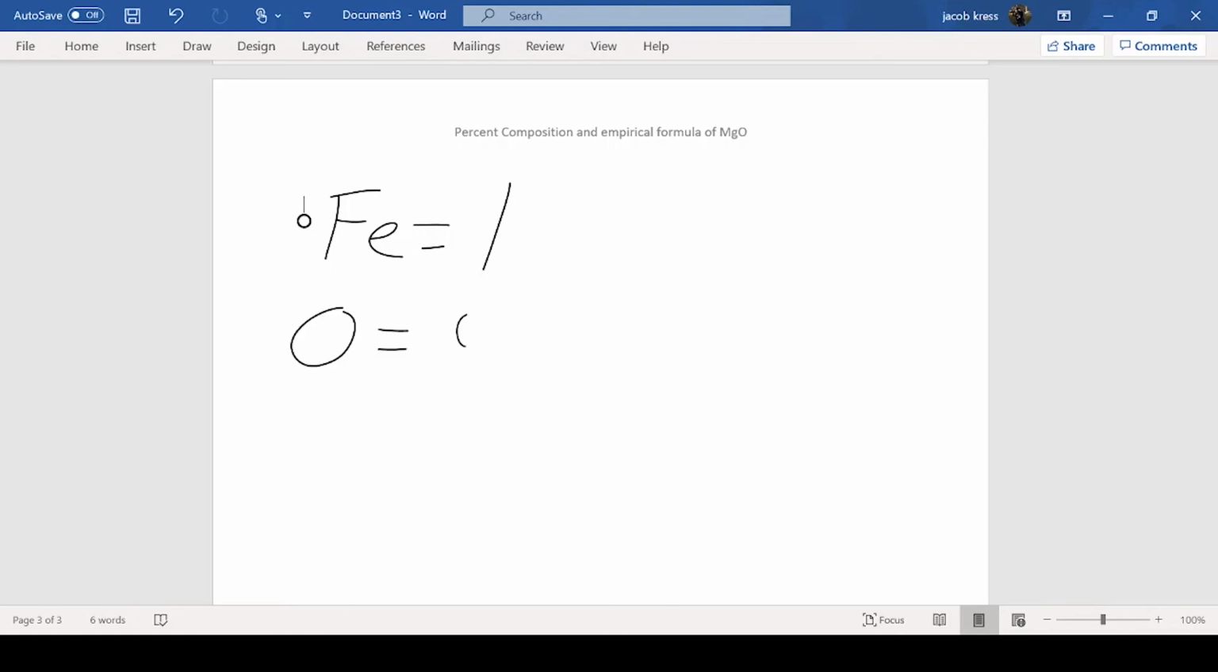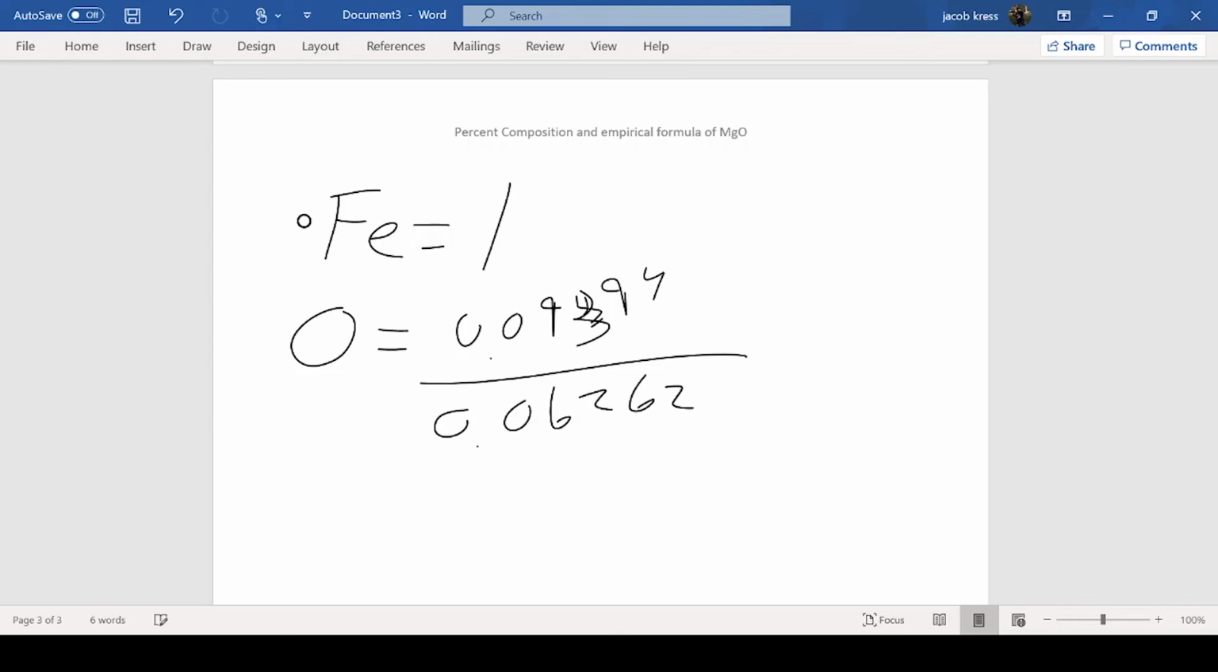So remember, for oxygen, we had 0.09394. We're going to divide this by the moles we had for iron, which was 0.06262. And this is going to simplify out to 1.492. So you guys can see here, we're almost there. We've got a whole number in one of them and not the other one. Remember, we need whole numbers for an empirical formula.